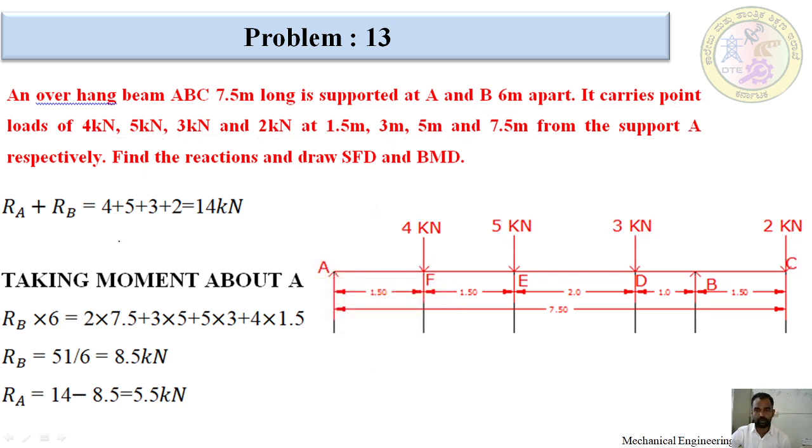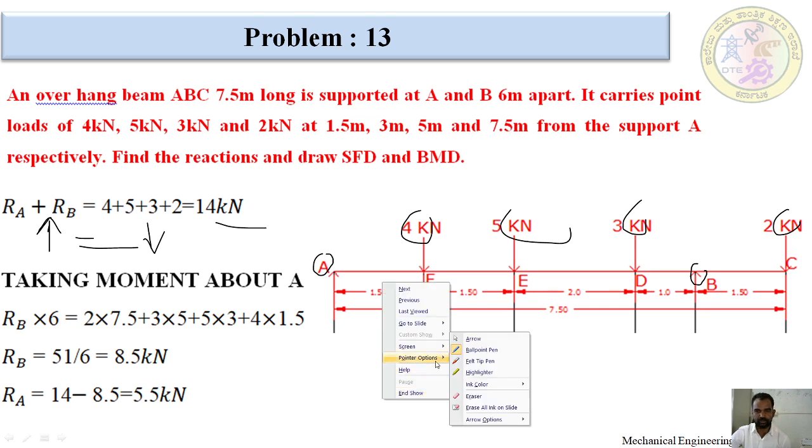What would be the reaction? How to find out the reaction? Firstly, we are going to consider only forces. Upward force is equal to downward force. Upward forces are RA and RB. These two are upward forces. Downward forces are 4, 5, 3 and 2. Total is 14 kilonewton.